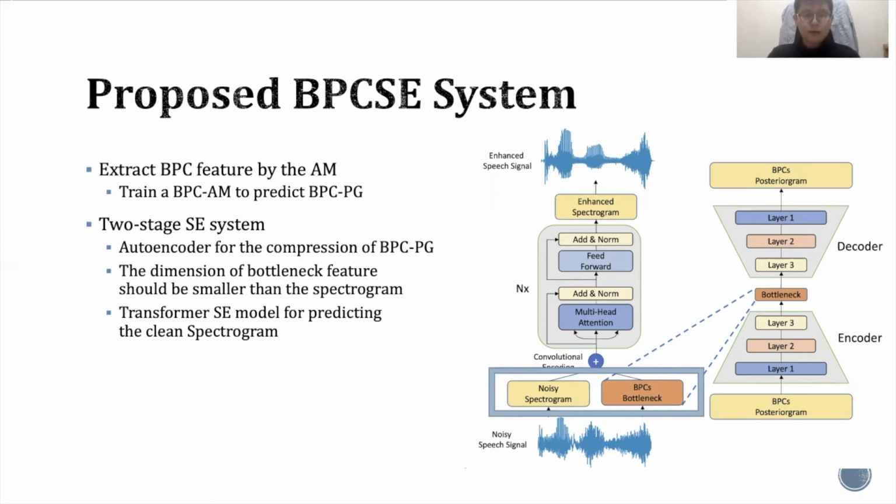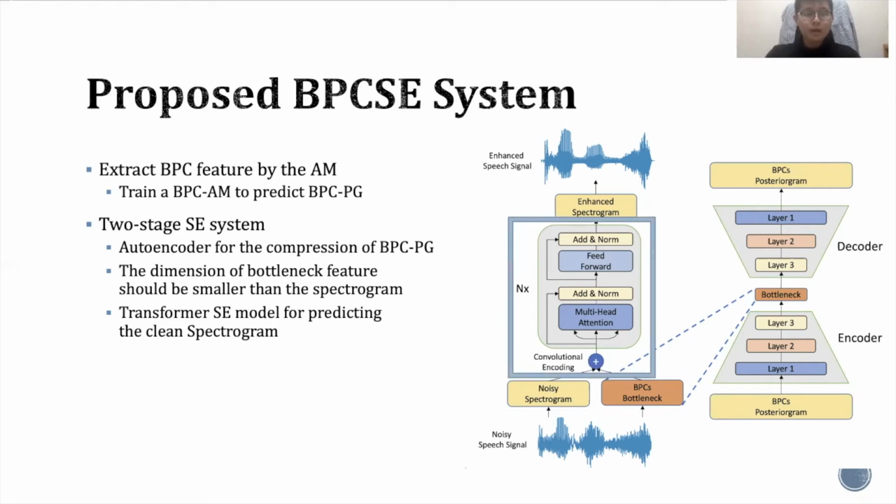For providing the broad speech content information, we choose the transformer as the speech enhancement model. In the transformer, 4 one-dimensional convolutional layers are used to encode the input feature. We set the number of attention blocks n to 8.